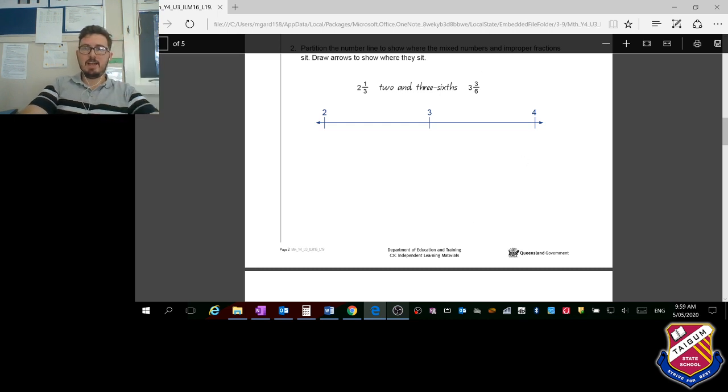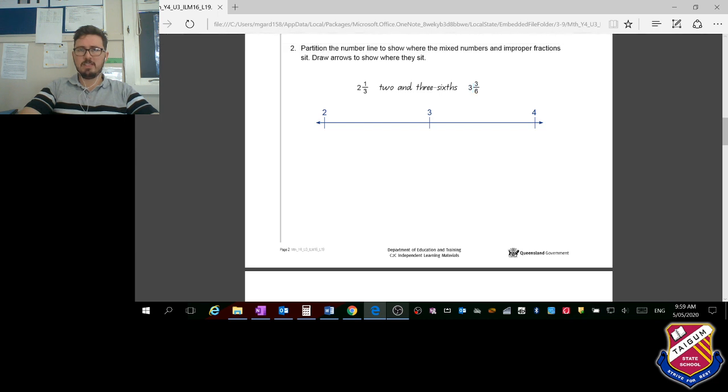This leads into the last one, which is 3 and 3/6. So it's bigger than 3, it's not quite 4, somewhere in the middle. You need to partition your number line into sixths. Then you need to draw an arrow from there to show 3 and 3/6. Off you go.